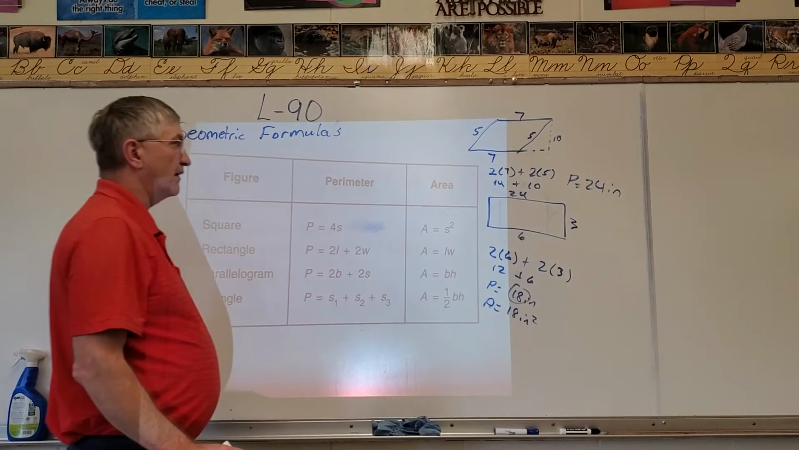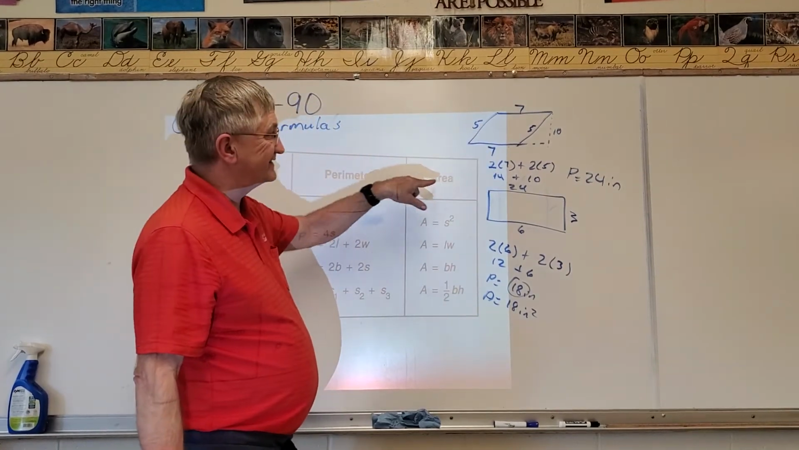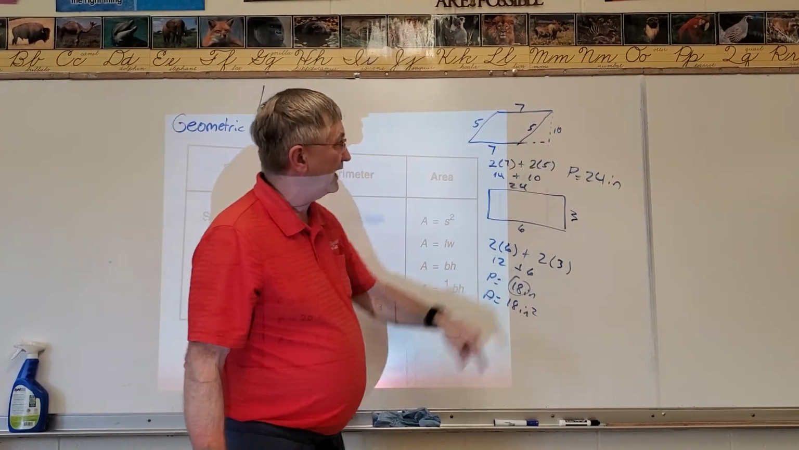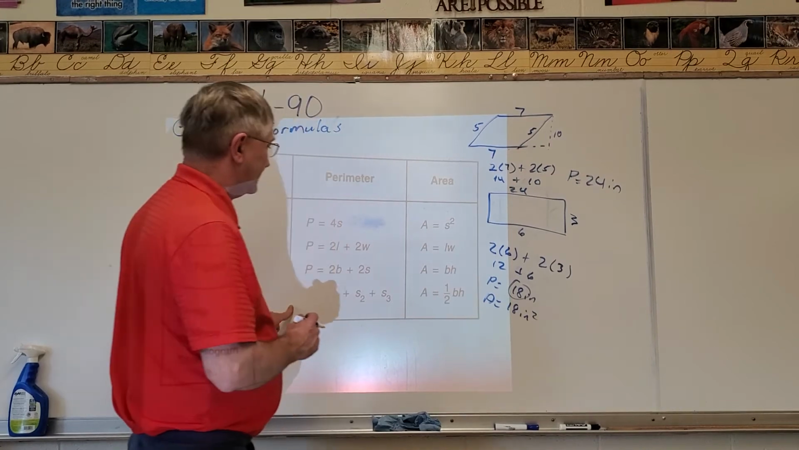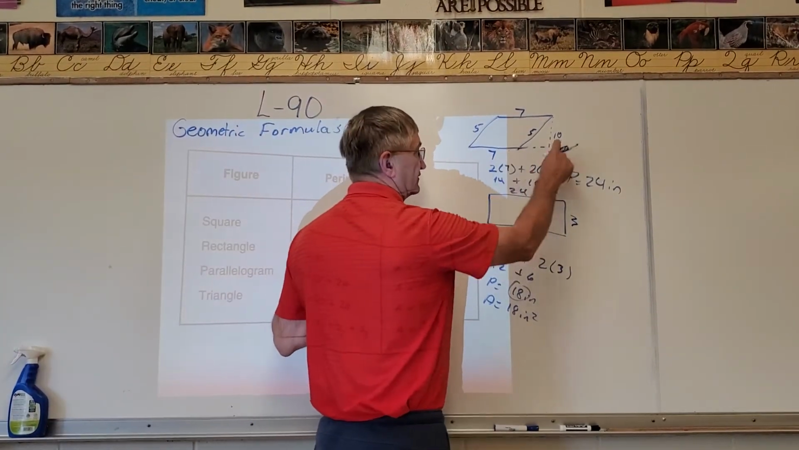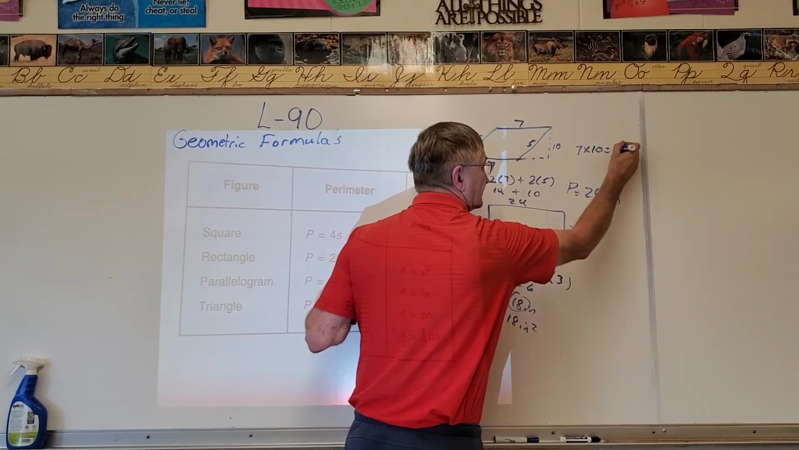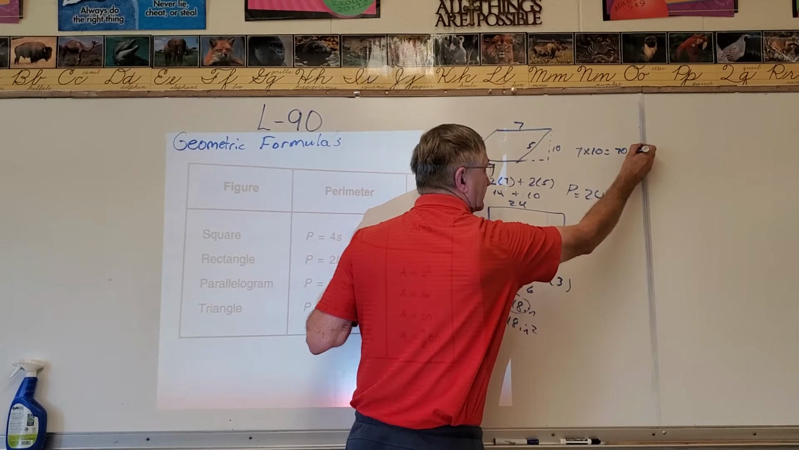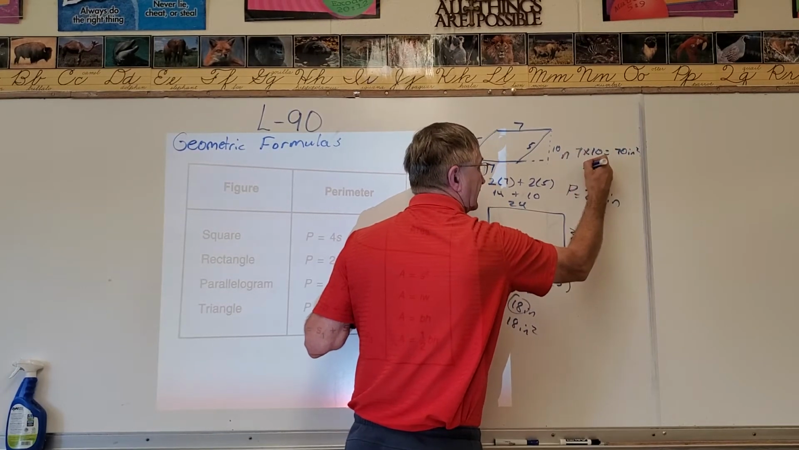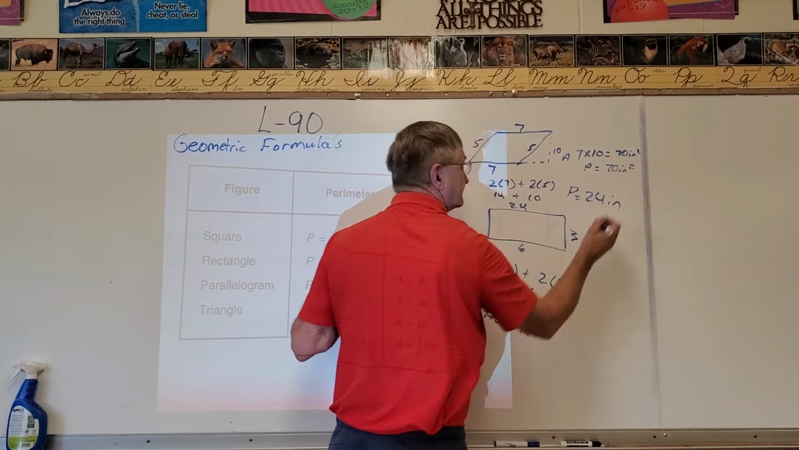If I wanted the area, remember, it's a slanted line, so I don't want these 5 for my height, because it's not the height. I have to use my height line, which in this case is 7 times 10. Length times the width. So 7 times 10 equals 70, and it's inches squared. So A equals 70 inches squared.